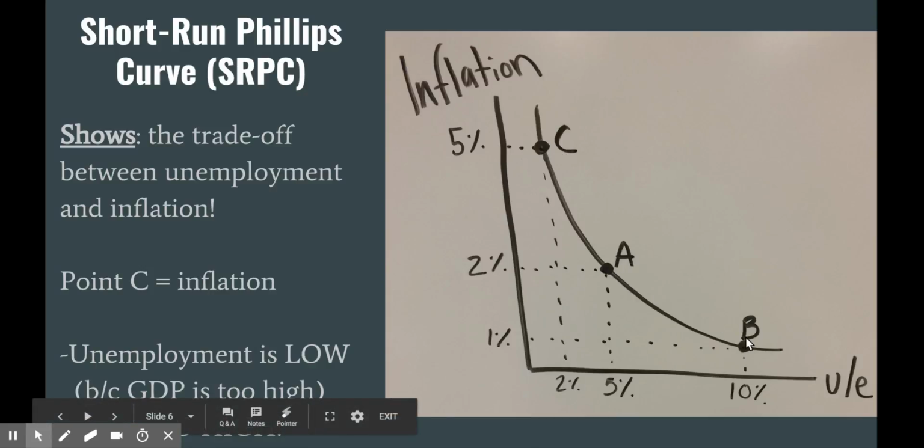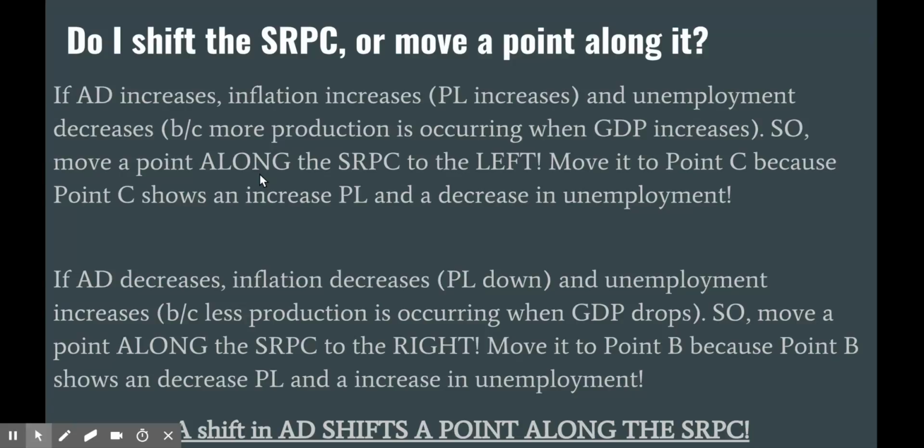If we move from A to B, unemployment goes up, but inflation goes down. That's the trade-off. Going from A to C, inflation goes way up, but unemployment goes down. So that's the trade-off. You know, inflation being high is not great, but a lot of people are working, so that's what we mean by trade-off. So question always comes up, do I move a point along the short run Phillips curve, or do I shift the entire thing?